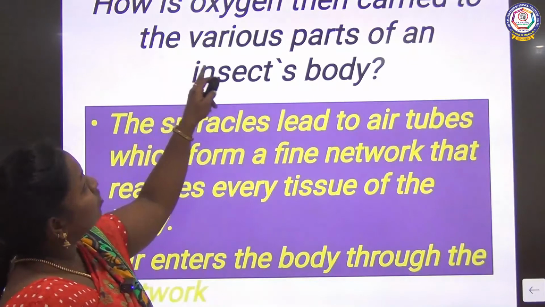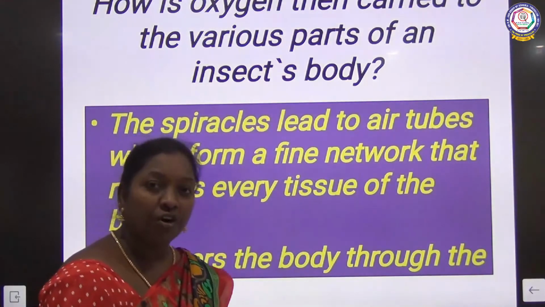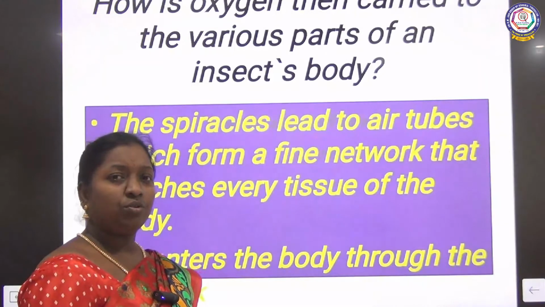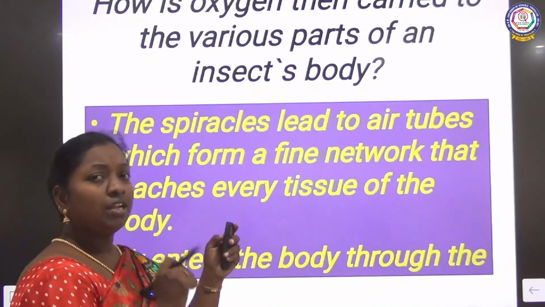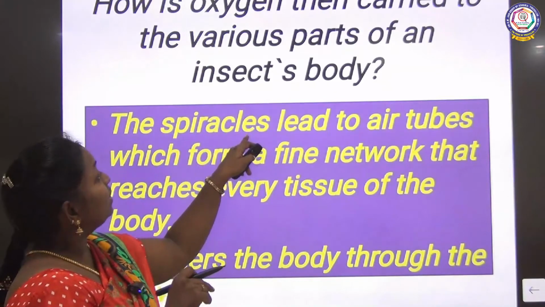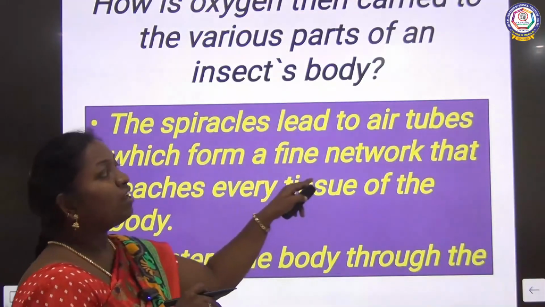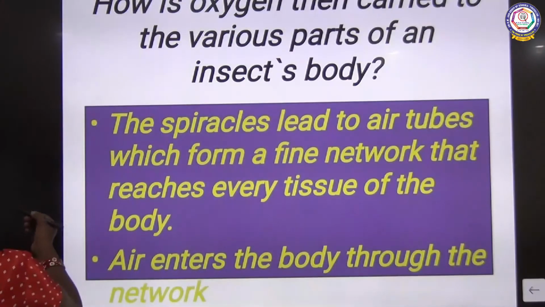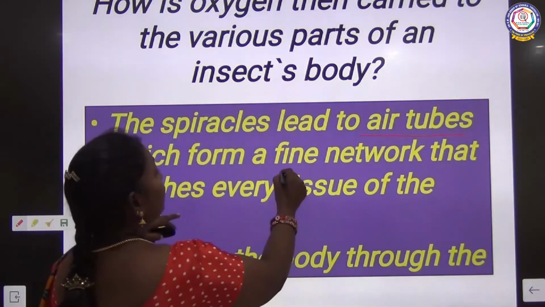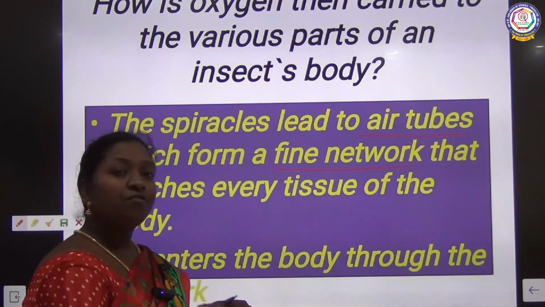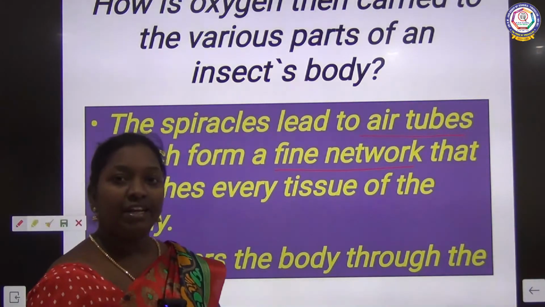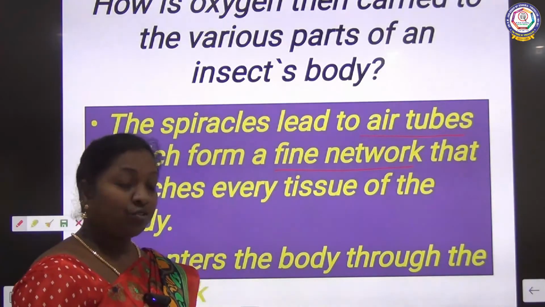Then how is oxygen carried to the various parts of an insect's body? We know that when the oxygen carrier is present in the blood, then only it can supply all the body parts. If no oxygen carrier is present in insects, how do they get the oxygen supply? The spiracles, the air holes, lead to air tubes which form a fine network. It forms a network that reaches every tissue of the body. So air enters the body of the insects through this network.